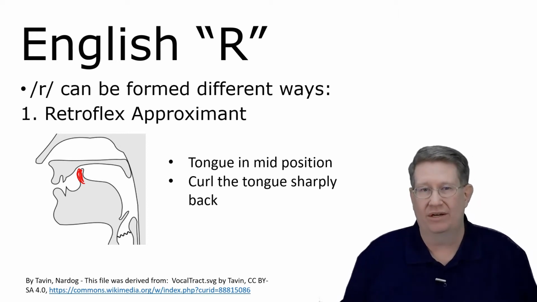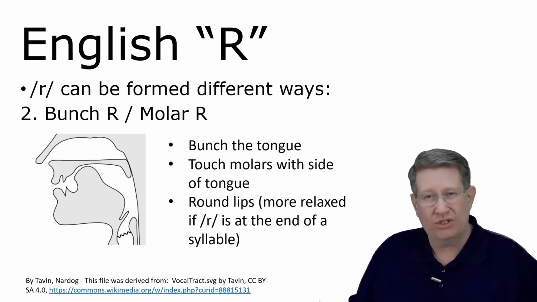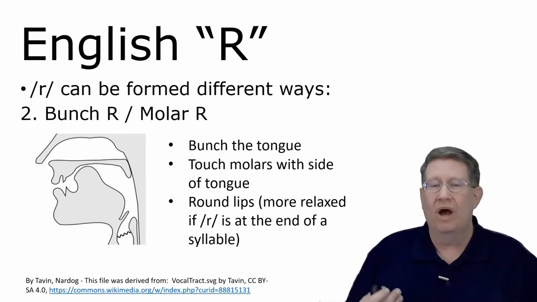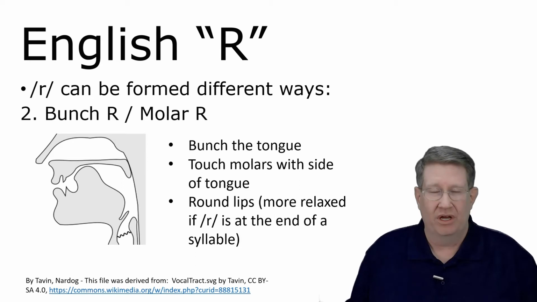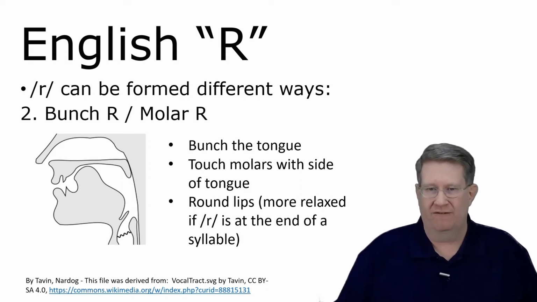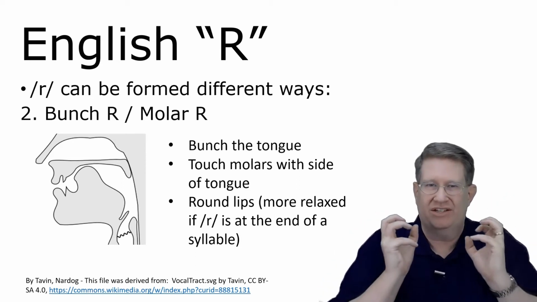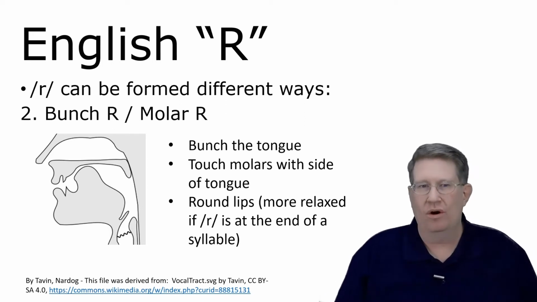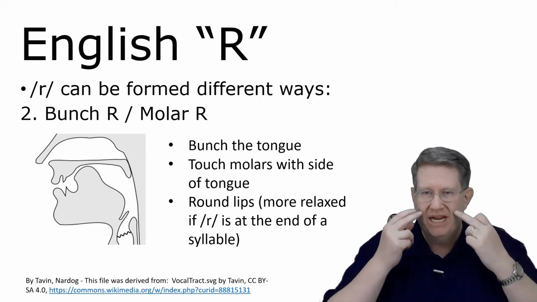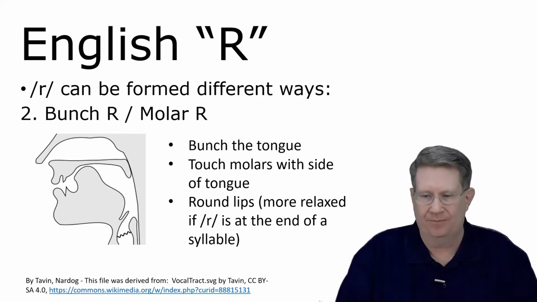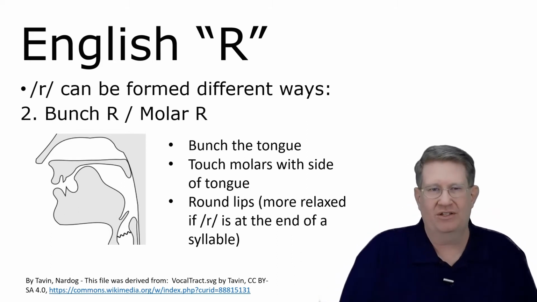I'll show you what I use and what, according to what I read, most other English speakers also use. We call this a bunch R. Bunch is when we kind of push things together. So your tongue is kind of pushed up and together, or a molar R. The molars are the big teeth towards the back. So in this picture, it kind of looks like it's the middle, but we have to remember that this is back into your throat.